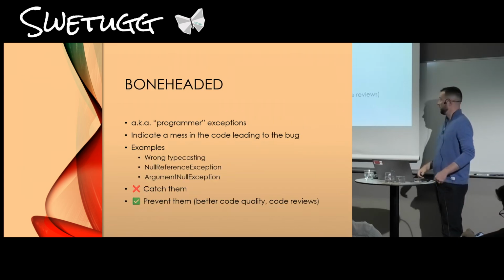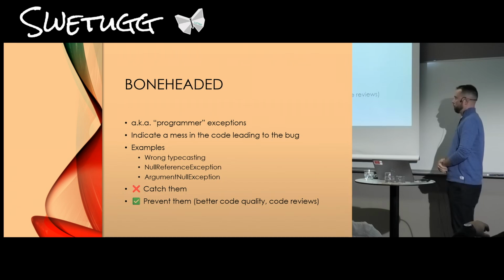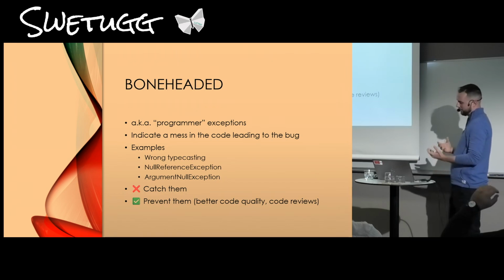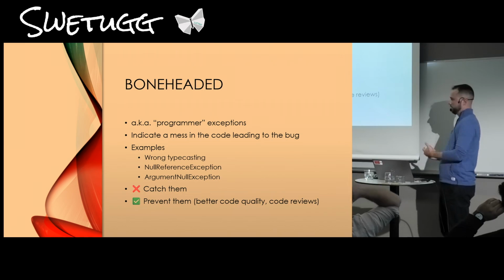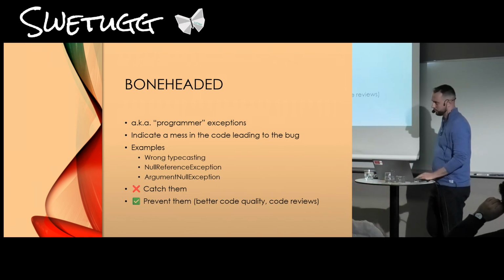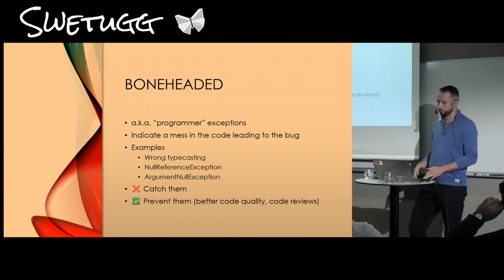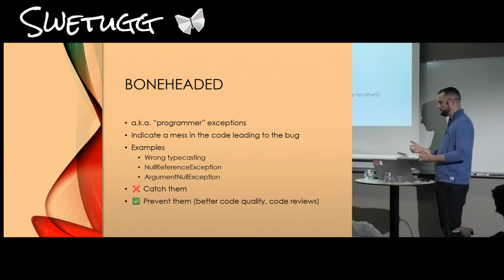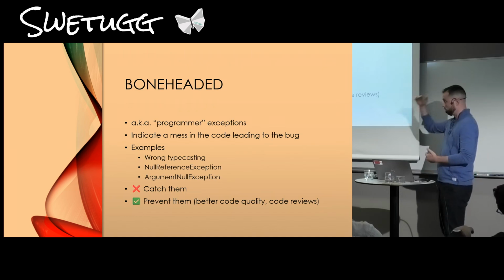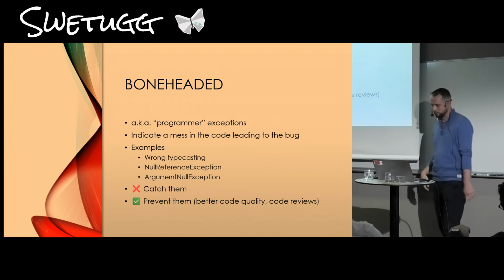And then he mentioned something like boneheaded exception, and it's basically a programmer exception. And it might indicate that there is a mess in your code leading to some bug. And into these boneheaded exceptions, he puts the situations like wrong typecasting. So for example, somewhere you expect the integer, you get the object and you think it's integer, but actually it's string. So you would get the typecast exception.